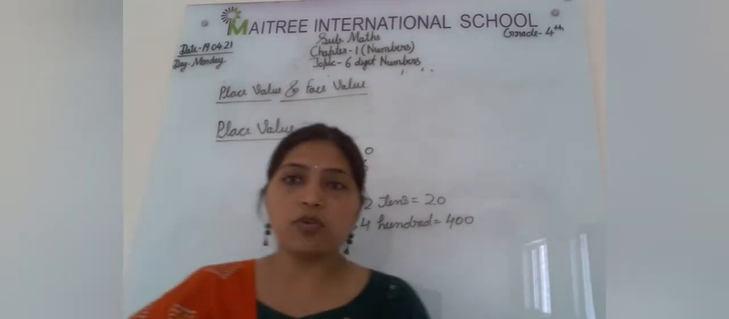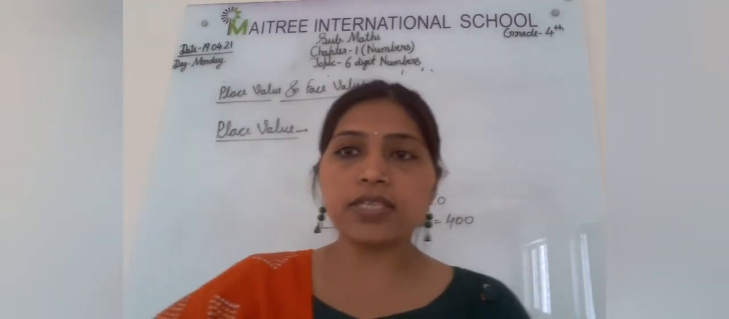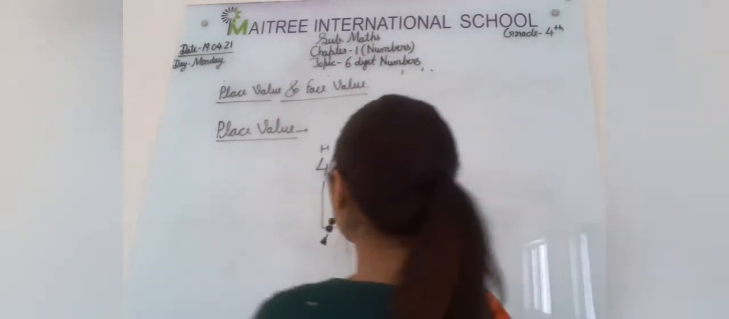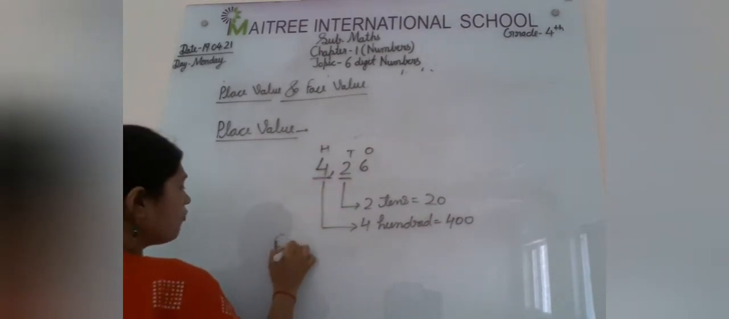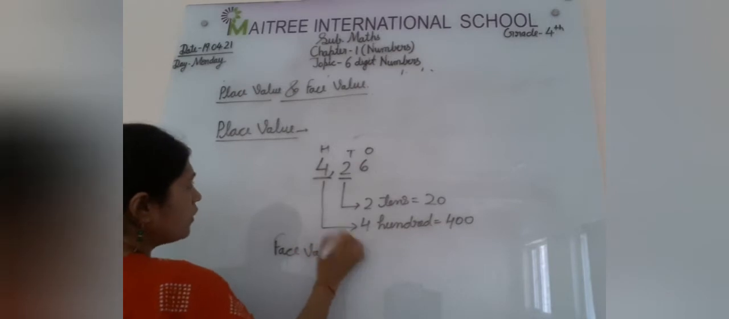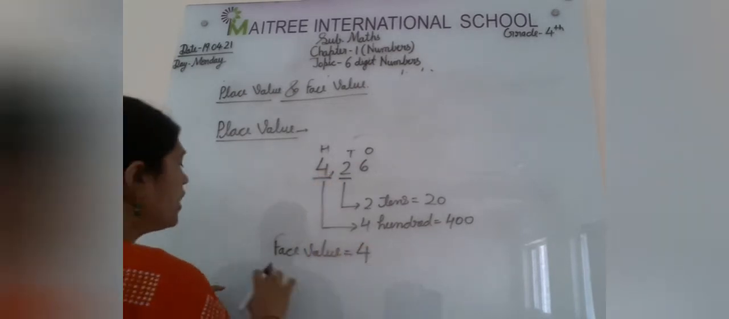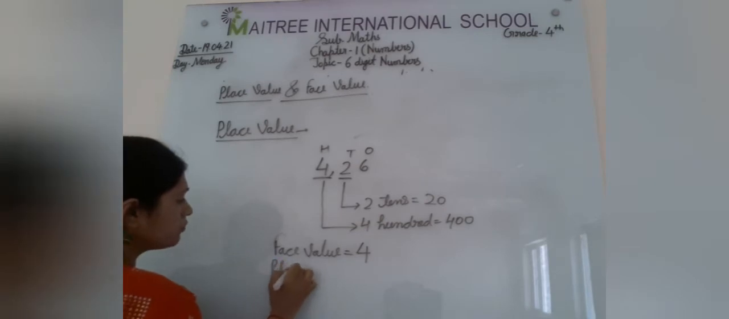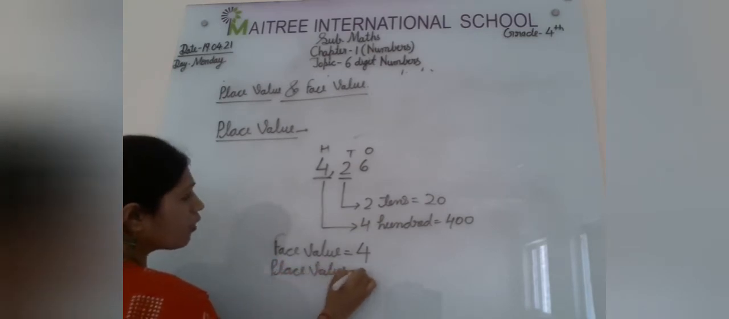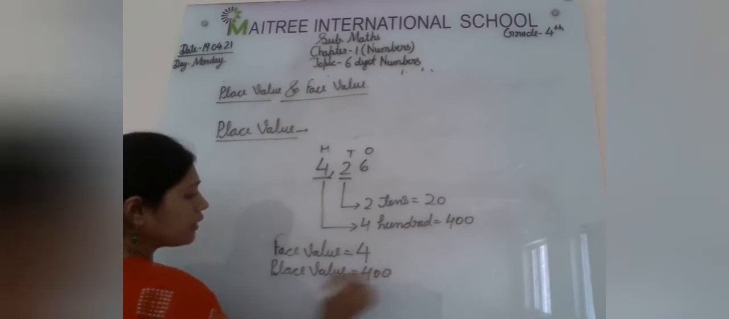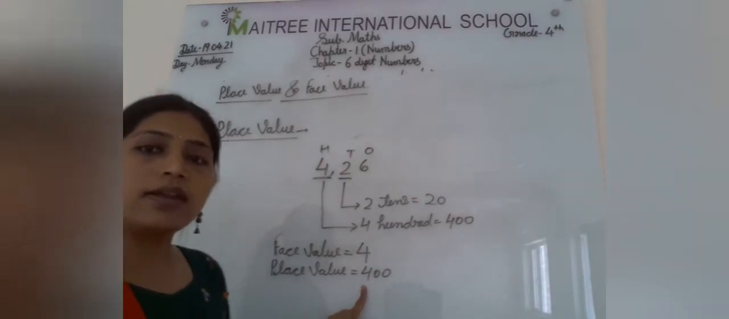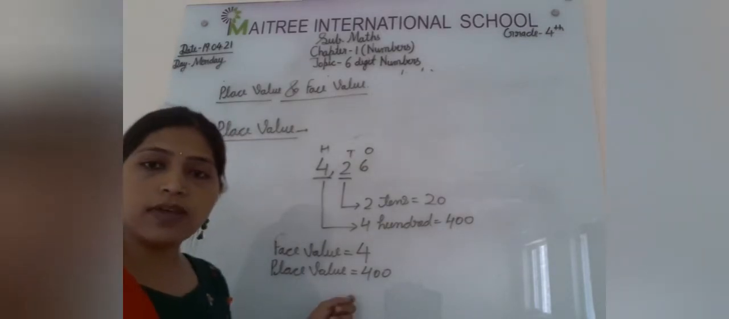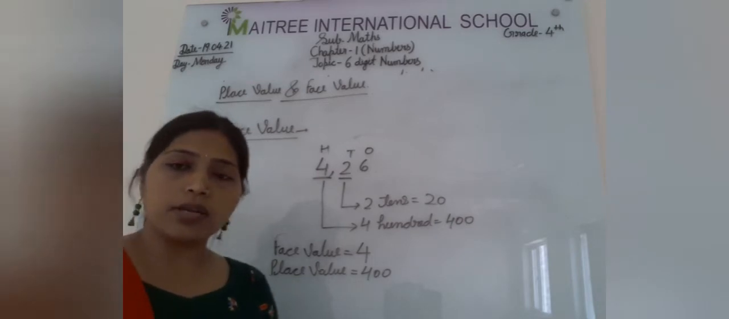Now, face value and place value, two things are there. Face value means the number itself. If I am talking about the face value of this number, the face value will remain the same, the number itself, 4 only. And what about the place value? Place value means 400. Clear? Face value means the number itself, and the place value depends on in which house or in which place the number is.